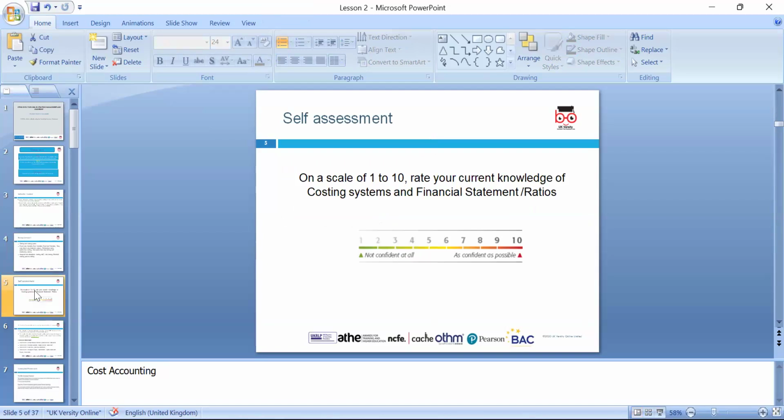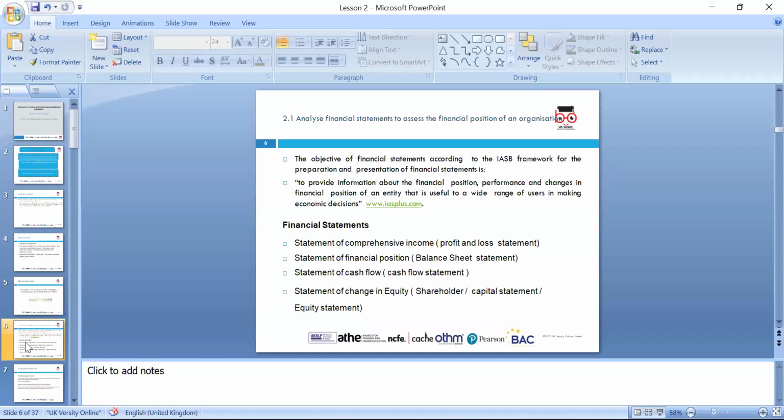So today's lesson we're looking at costing systems and financial ratios. It's always good to reflect on what we know about financial ratios. Financial ratios we use to measure financial performance. So financial statements: how many statements do we prepare in accounts? These are the four statements according to the International Accounting Standards Board framework.